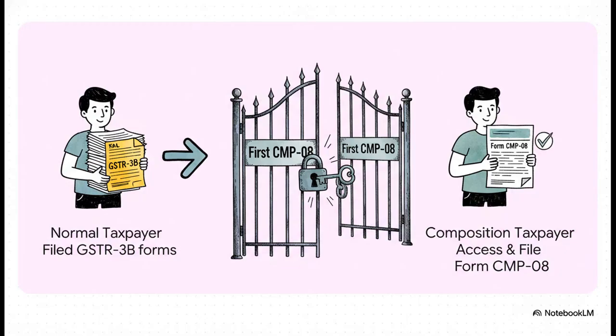Now listen up, because this is a huge heads up for anyone who just switched over to the composition scheme from the regular one. The GST portal is smart. It will not let you file your very first CMP-08 until you have filed your final GSTR-3B from your time as a regular taxpayer. You have to close out that old chapter before you can start this new one. So make sure that's done first.